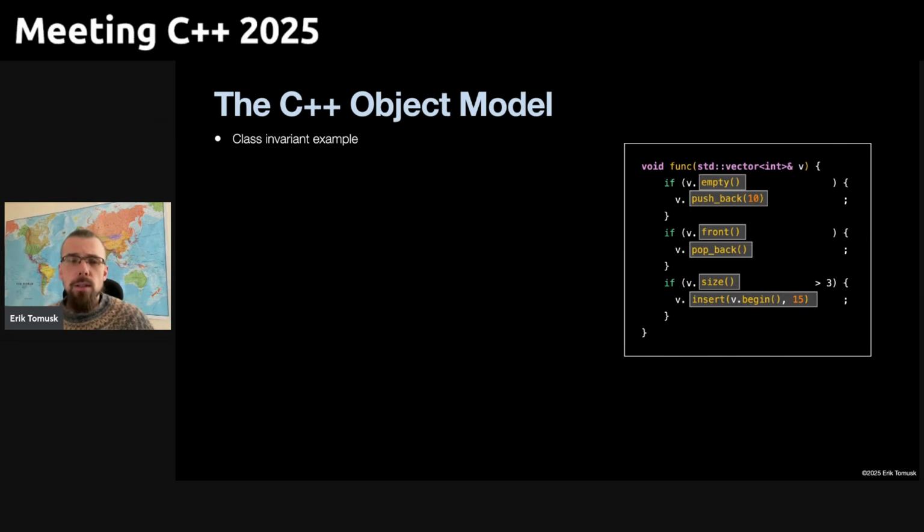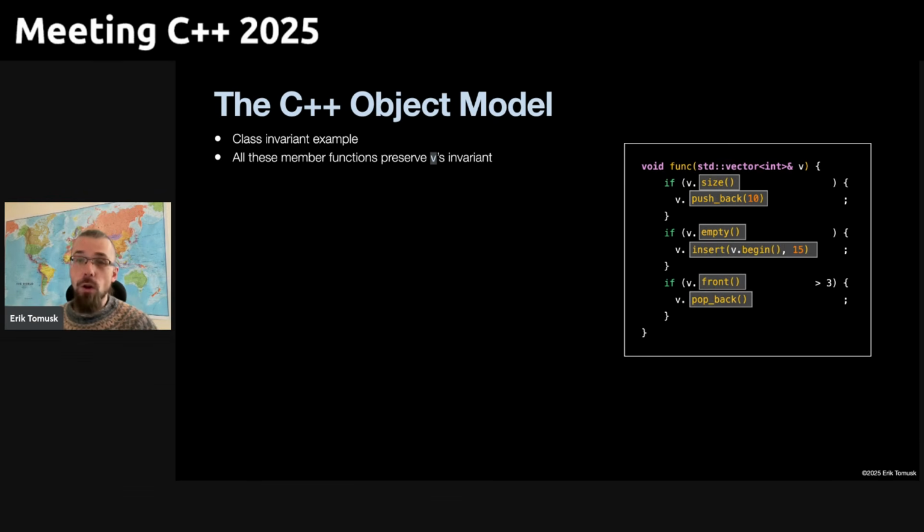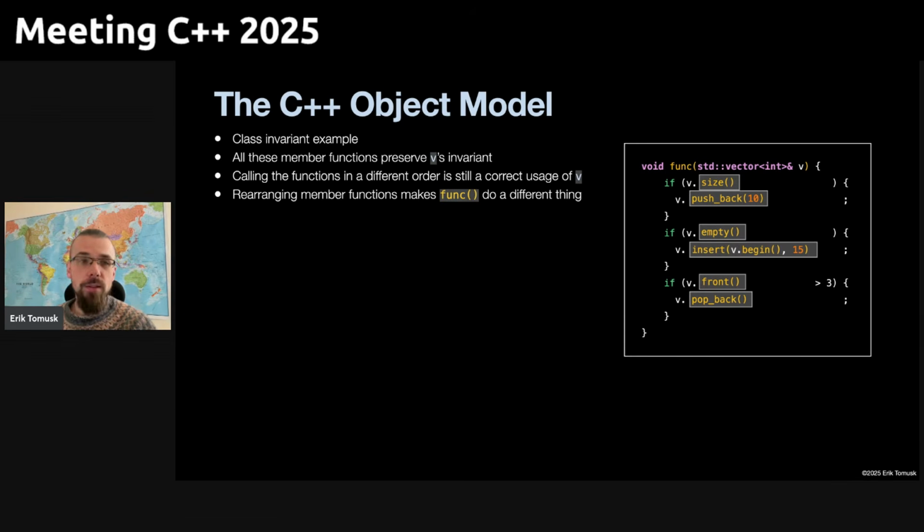To flesh this out a little bit more, I put together a more complicated example. Here I've got a function that takes a reference to a std vector as a parameter, and I call a whole bunch of member functions on that vector. The thing to note about these member functions is that they all preserve the vector's invariant. And that means I can rearrange these function calls, and this is still a valid function. Calling the member functions of the vector in a different order is still a correct usage of that vector.